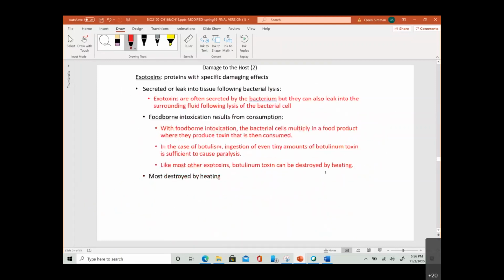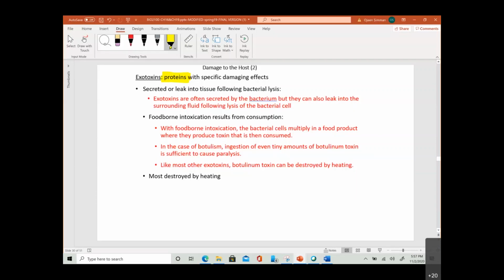Exotoxins. What are exotoxins? Exotoxins are proteins. They are secreted by the bacteria, and they can cause lysis of the host cell.